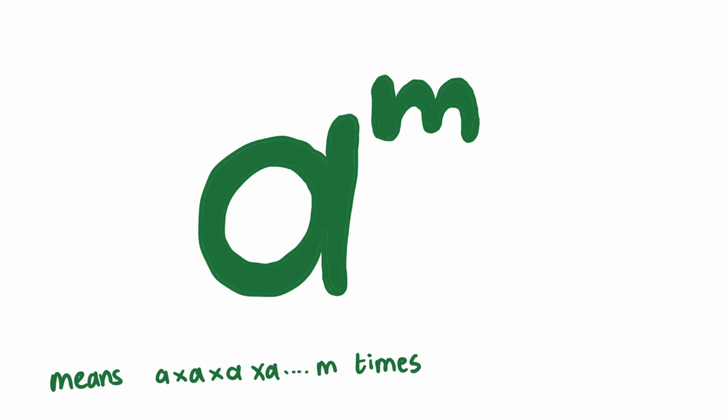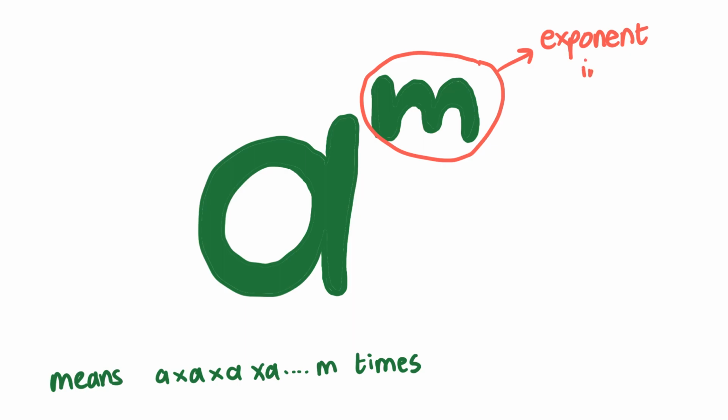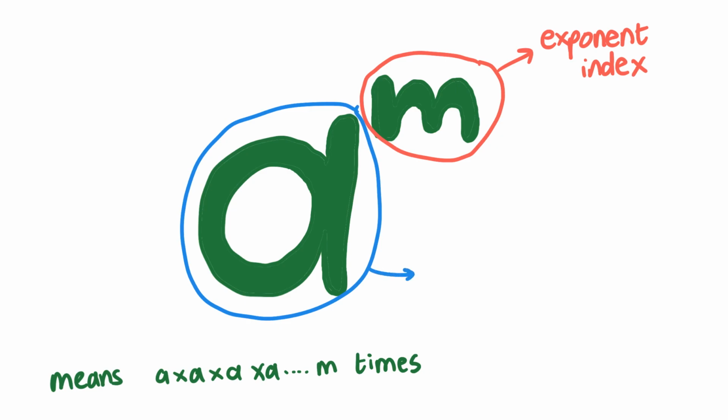Now we also use specific words for parts of the power. The m, that is called the exponent. Some people call that the index. So you might hear people call exponents indices. That's just a different name. Then the a itself, that is the base. And the whole thing, a to the power of m, is called a power.